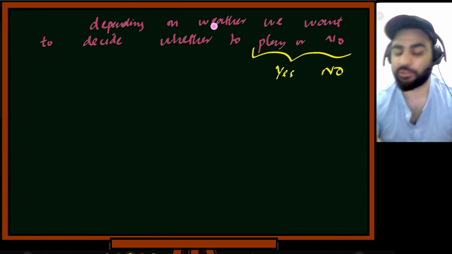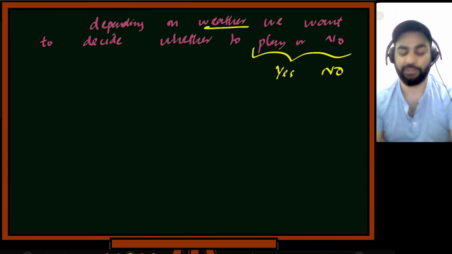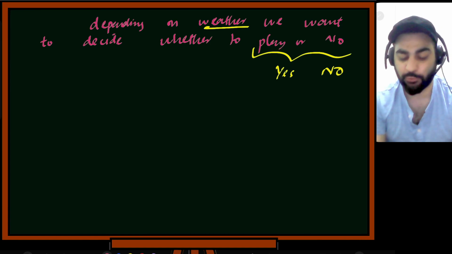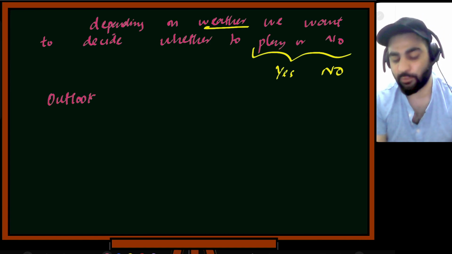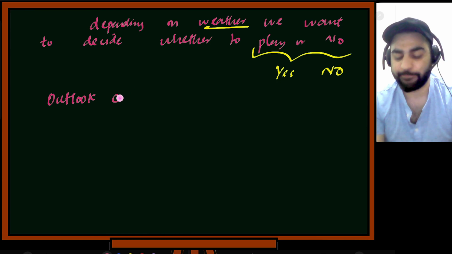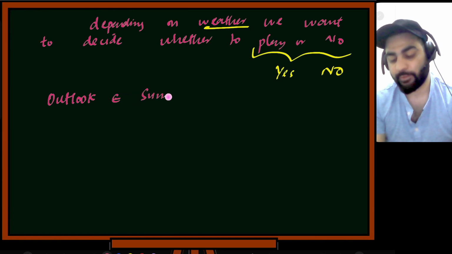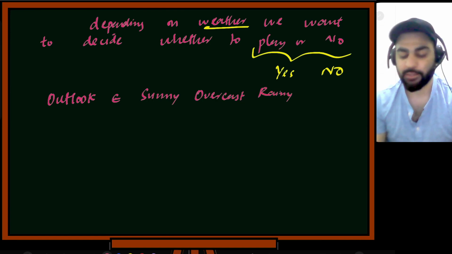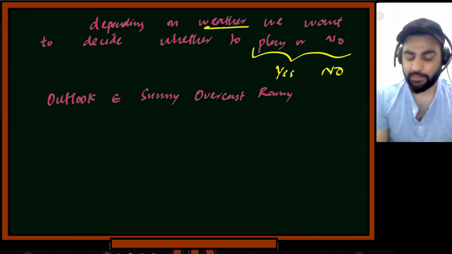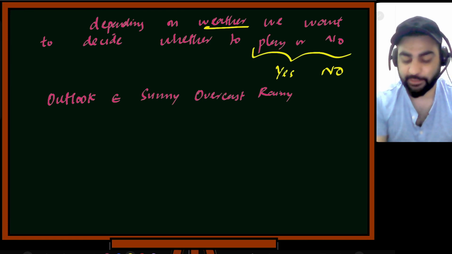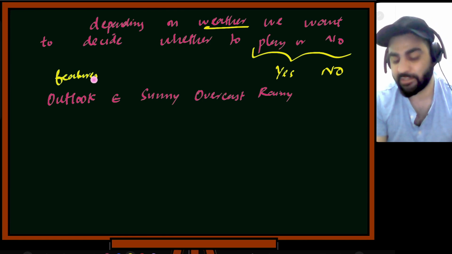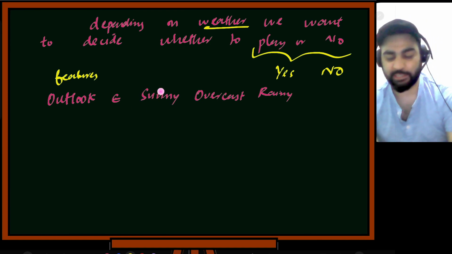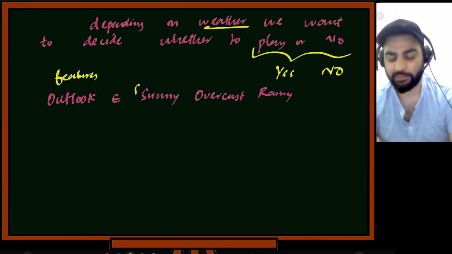So in this weather, I'll collect some features. What are the features? Feature one is outlook. So how does the weather look like? For example, outlook can be sunny, overcast, or rainy. So this is my first feature. These are the values this feature can take: sunny, overcast, and rainy. So this is a set.